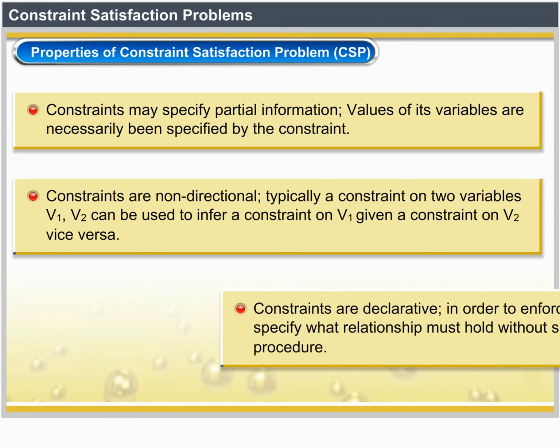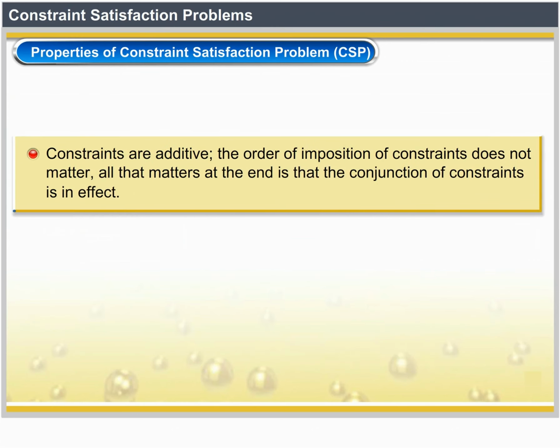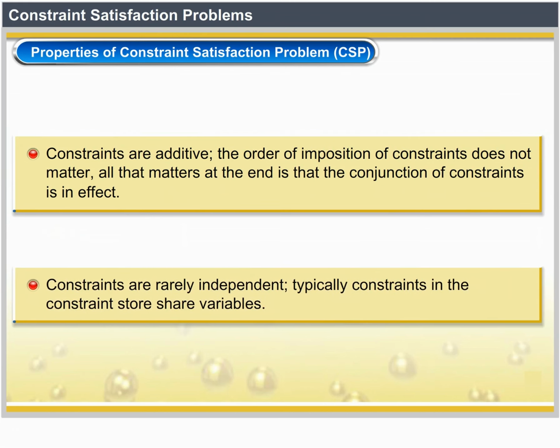Constraints are declarative. They specify what relationship must hold without specifying a computational procedure to enforce it. Constraints are additive. The order of imposition of constraints does not matter. All that matters at the end is that the conjunction of constraints is in effect. Constraints are rarely independent. Typically, constraints in the constraint store share variables. Constraint satisfaction problem.